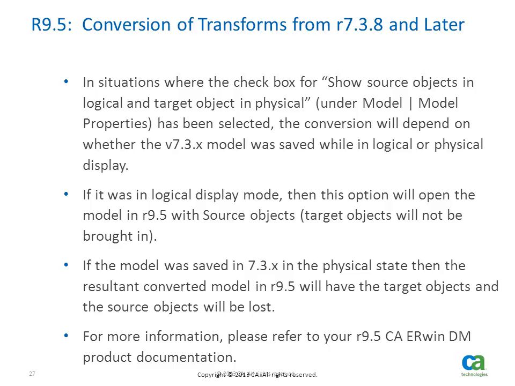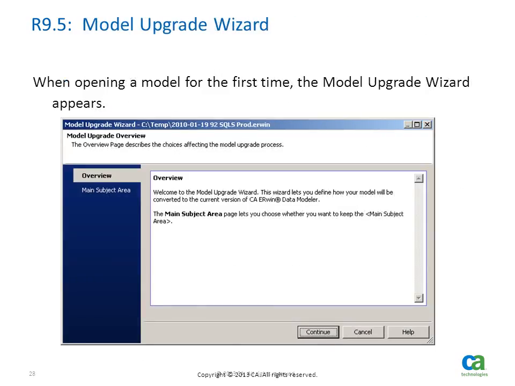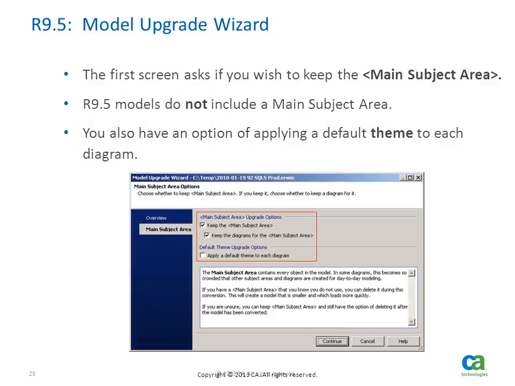The r9.5 Model Upgrade Wizard. When opening a model for the first time, the Model Upgrade Wizard appears. The first screen asks if you wish to keep the main subject area. R8 models and later do not include a main subject area. The main subject area no longer exists in ERwin. However, there is a model container level, and there is more information about this in the documentation and in our articles at erwin-knowledgebase.com.